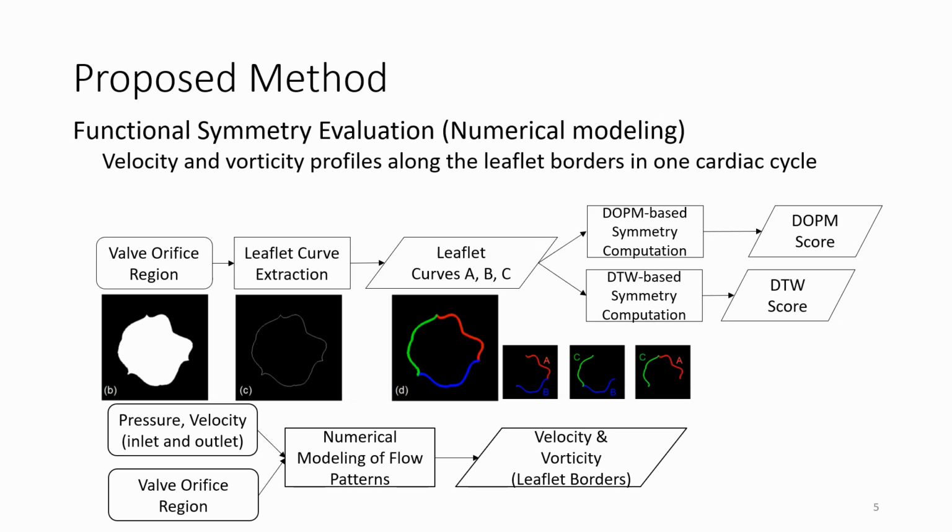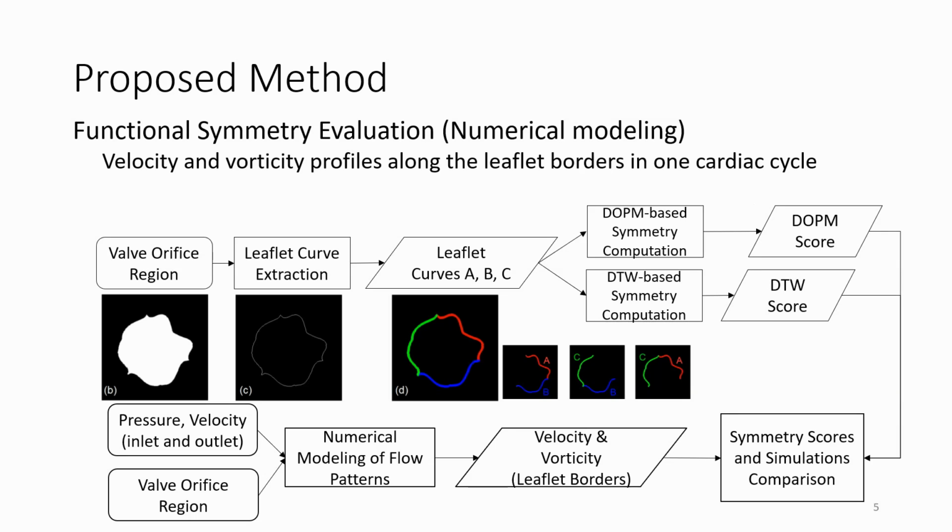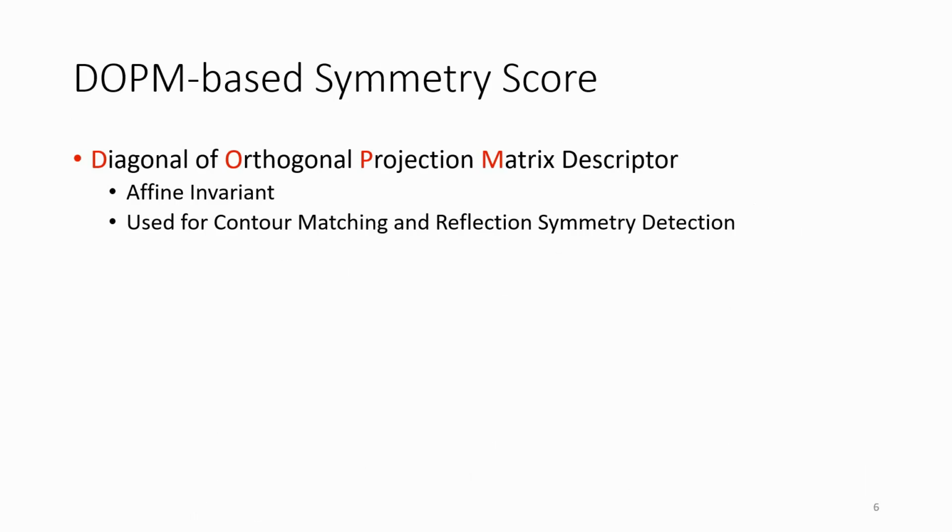For the functional symmetry evaluation, we simulate the same valve orifice information and some boundary conditions to estimate the velocity and vorticity profiles along the leaflet borders in one cardiac cycle. These 2 sets of results are then compared to see whether there is a correlation between them.